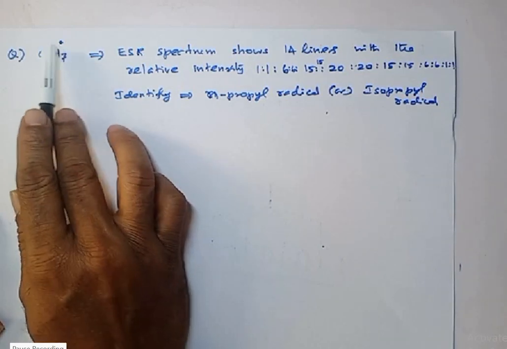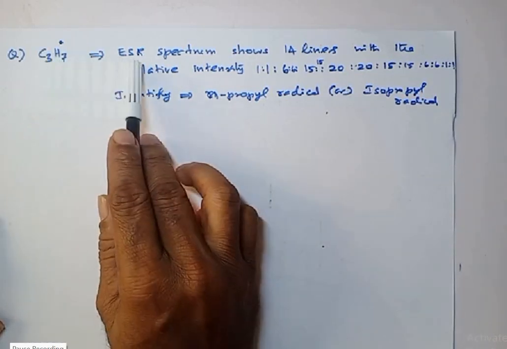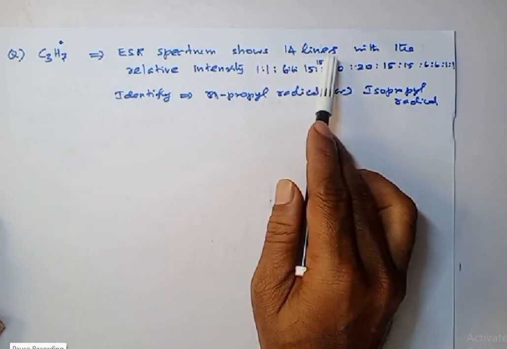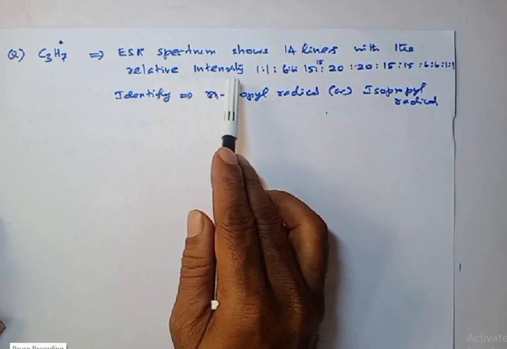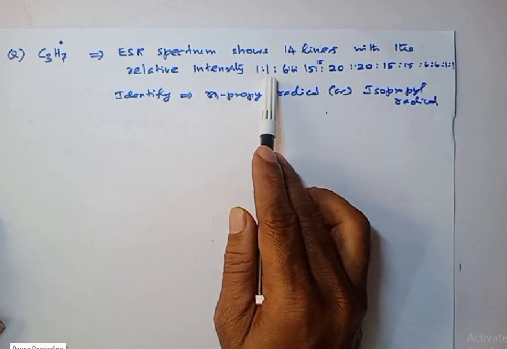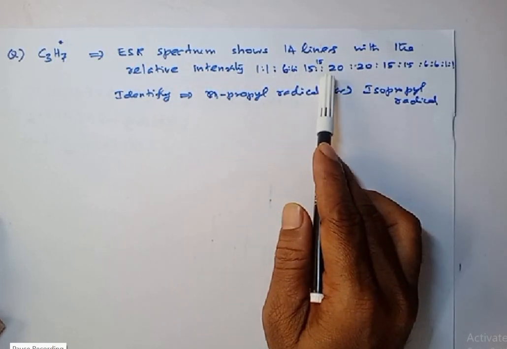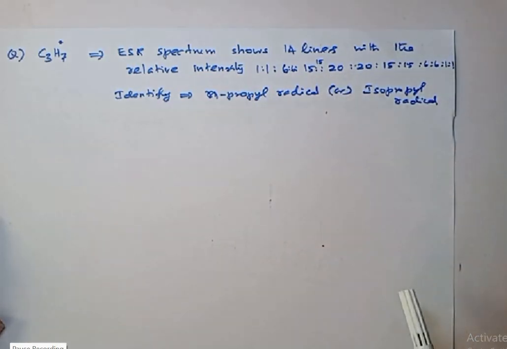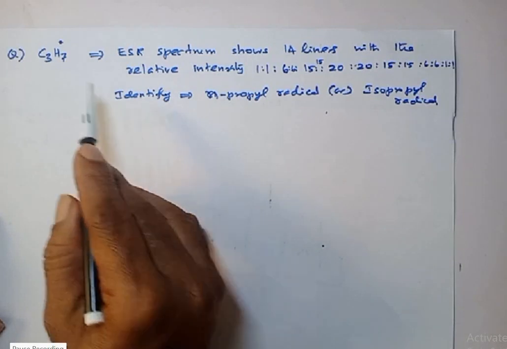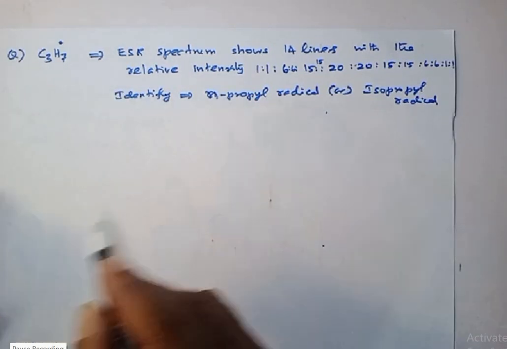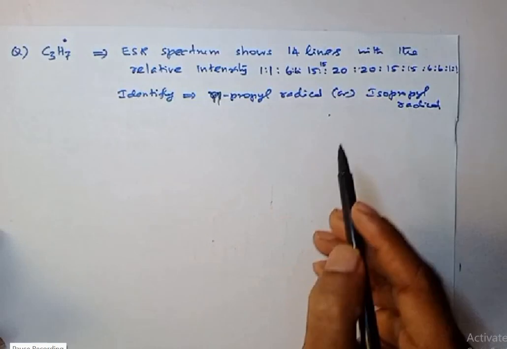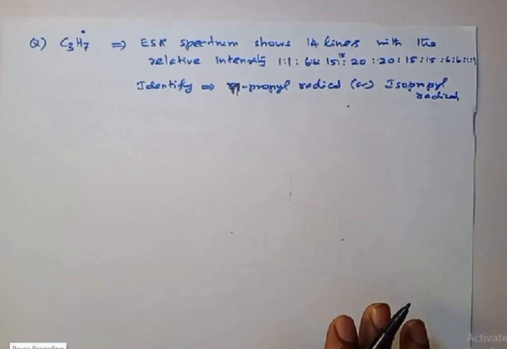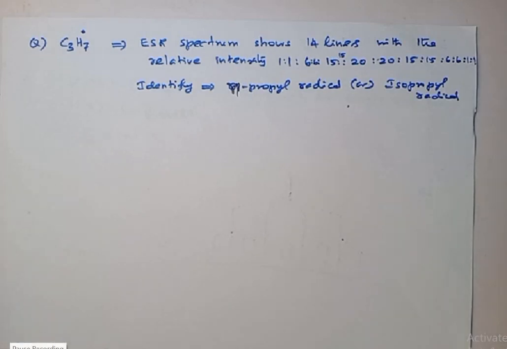Okay, take C3H7 dot. So it is a radical species. The ESR spectrum of this radical shows 14 lines with the relative intensity 1:6:15:20:15:6:1. Identify whether this radical is n-propyl radical, normal n, or isopropyl radical. Okay, how to identify this? The answer is very simple.